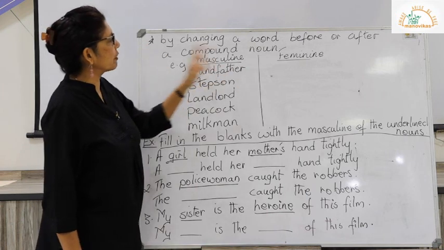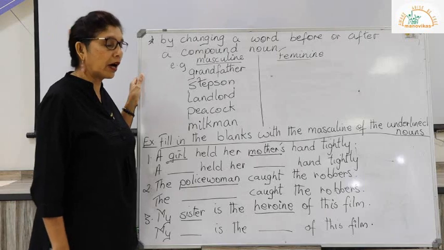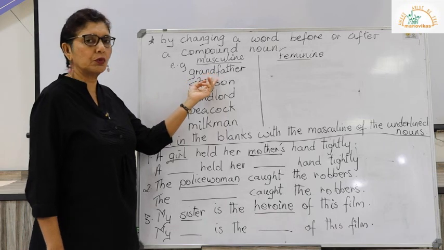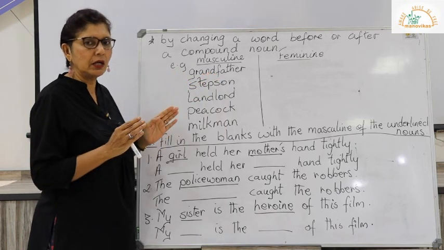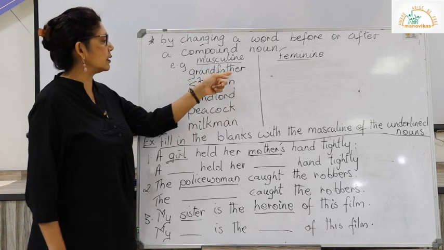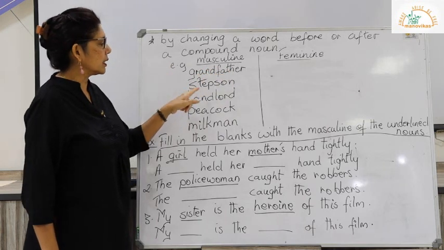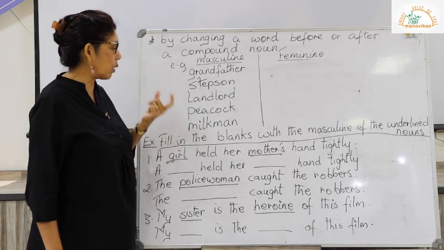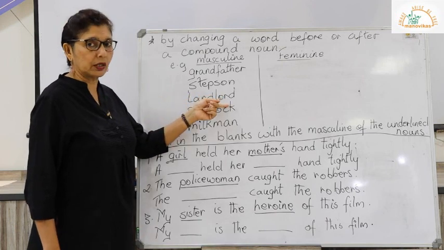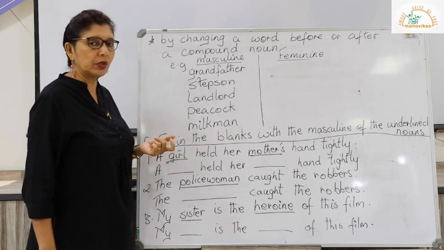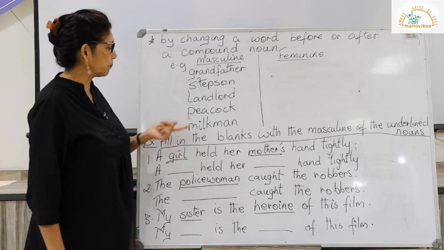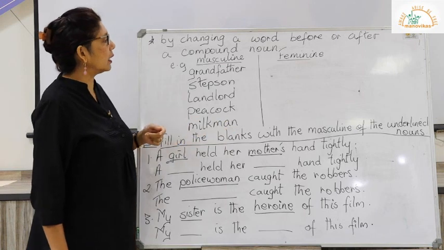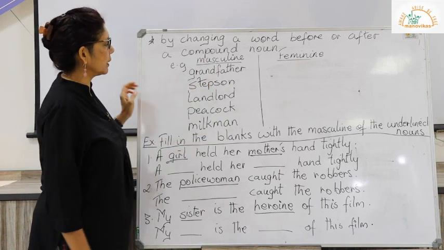The next rule is to change from masculine to feminine by changing a word before or after a compound word. Now what is a compound word first of all? A compound word is two distinct words which, when put together, form one word. Step is a different word, son is a different word. But together, stepson forms one word. Landlord becomes one word, which is again a compound word. Peacock, and similarly milkman.